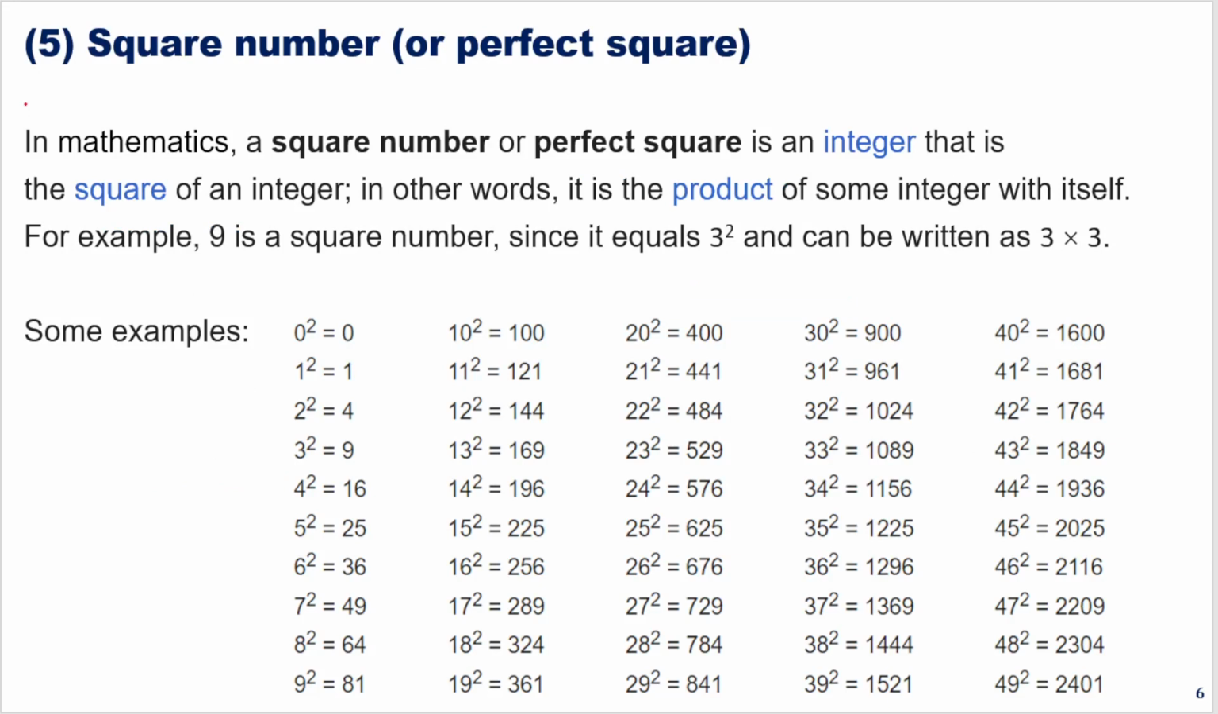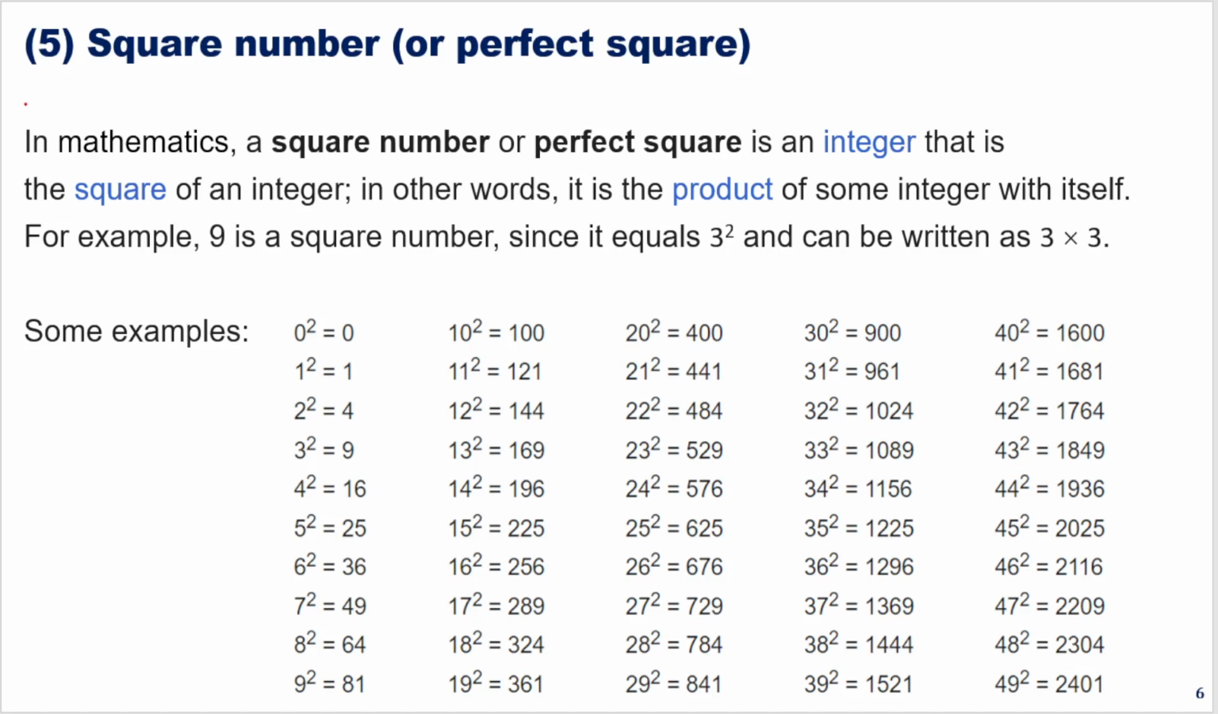Square numbers, or perfect squares. In mathematics, a square number, a perfect square, is an integer that is a square of an integer. In other words, it's a product of some integer by itself. For example, 9 is a square number, or perfect square, since it equals 3 to the power of 2 and can be written as 3 by 3.